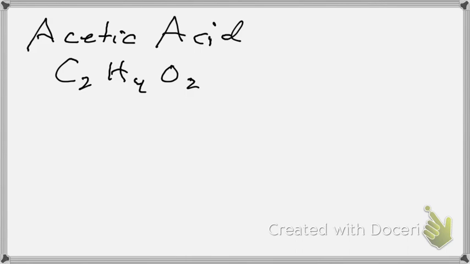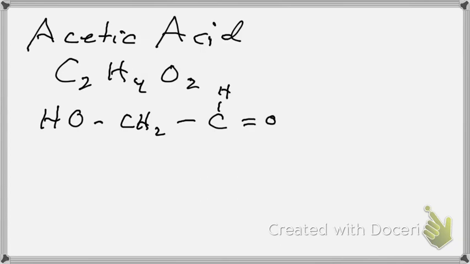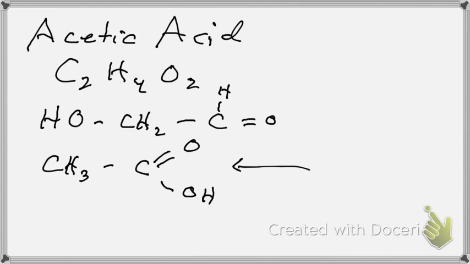Now, the problem here is that organic molecules are larger, and there may be different ways to arrange those atoms. So you could have the same formula for two things that are actually two different compounds. As an example of this, using what's called a Lewis structure, I could write an OH attached to a CH2, attached to a carbon that has a hydrogen and a double bonded oxygen. I could also have a CH3 attached to a carbon that had a double bonded oxygen and an OH group. And it turns out that this particular structure is acetic acid.